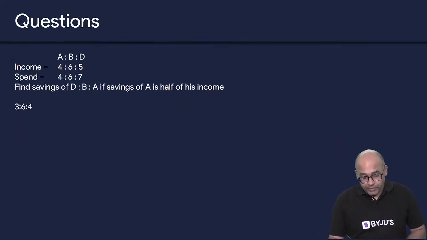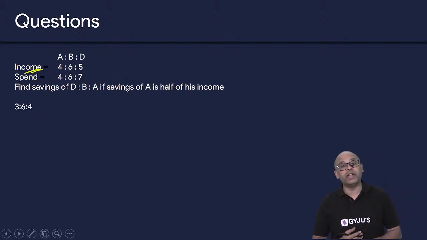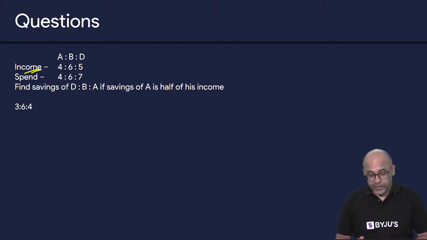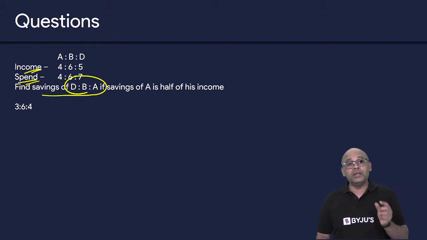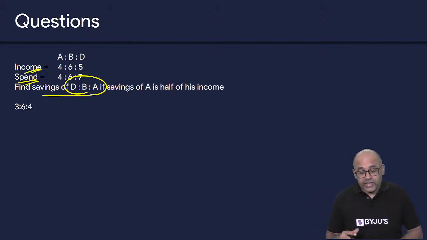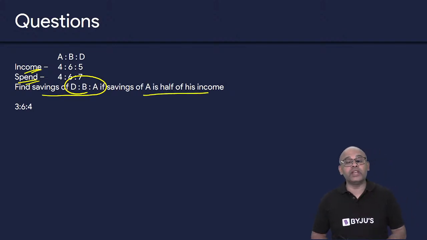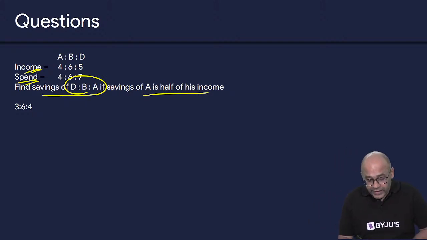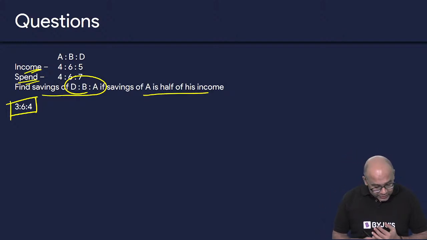Then there's an easy question based on ratios. Basically, they said that the income of 3 people, A, B and D, is in the ratio 4, 6, 5. And their spendings are in the ratio 4, 6 and 7. They're asking you the savings. So they changed the order to DBA. The order has been changed. They're asking you what is the ratio of their savings if A is saving half of the income. If A is saving half of the income, then the answer is supposed to be 3:6:4. Okay. So the answer is supposed to be 3:6:4.